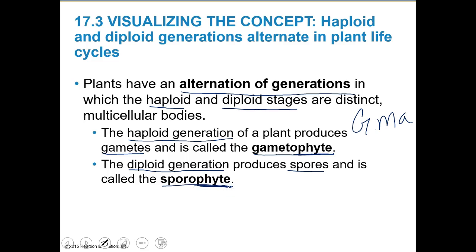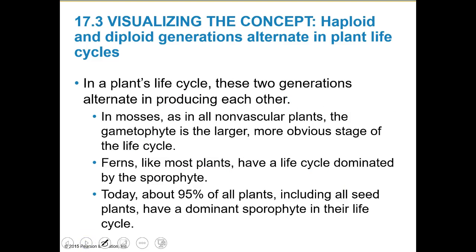And so the gametophyte would lead to the sporophyte, which would sort of be like the mom, and then it would have its own little plant baby, which would be a gametophyte, and then that little baby would then have a sporophyte. So really, each generation we're alternating between haploid and diploid. Confusing a little bit. Okay, so in a plant's life cycle, there are two generations alternating and producing each other.